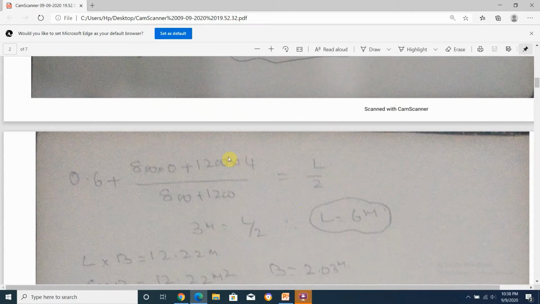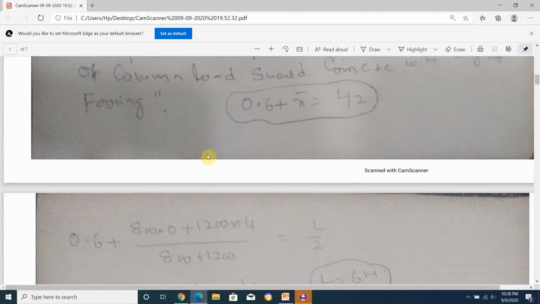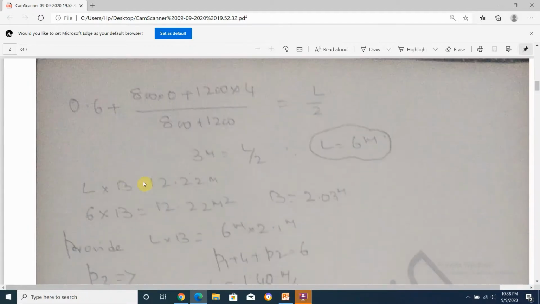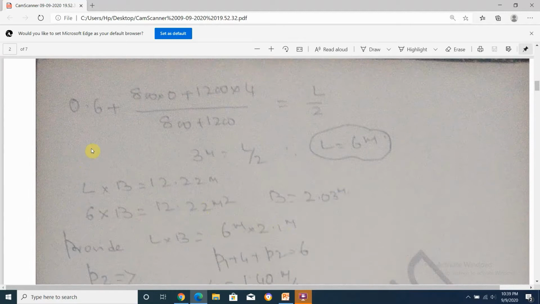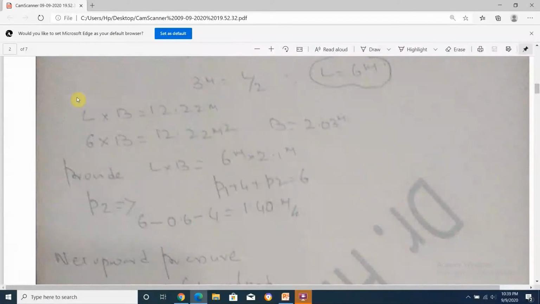Now please take out your calculators and work it out. You would get L equal to 6 meters. As we know, L into B is equal to 12.22 meters square. Now I got L equal to 6 meters, so I put 6 meters and get B as 2.03. Round off to 2.1 meters, providing a little more. But don't change the length, because we have already taken L by 2 into consideration. Hence provide 6 into 2.1 meters.